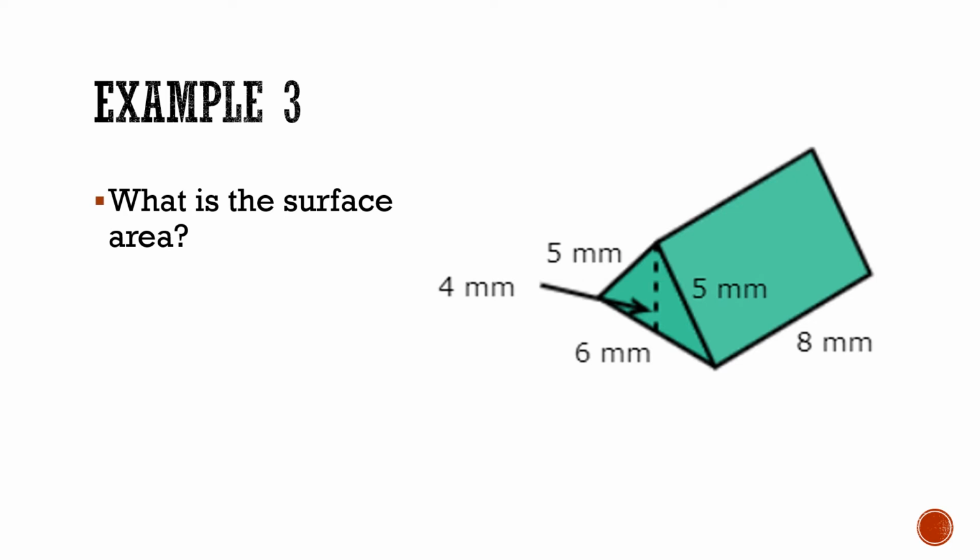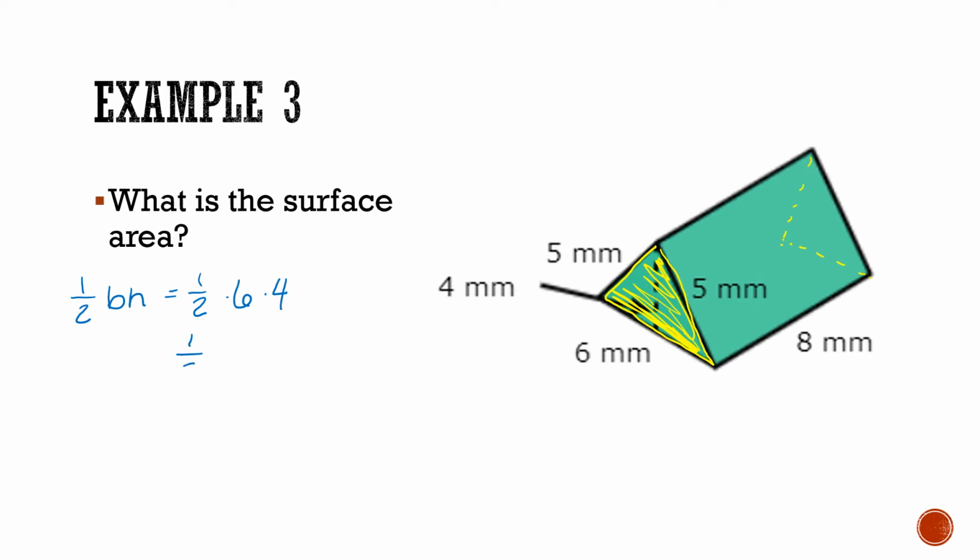Okay, in example 3, we have a triangular prism because we've got this triangle here on this end. And then on the opposite end, of course, that one's kind of harder to see on that back side, but we would have a triangle on that back side as well. So let's start with the area of this triangle. So we know that our formula for area of a triangle is 1/2 times the base times the height. So the base of our triangle is 6. The height of our triangle is 4.